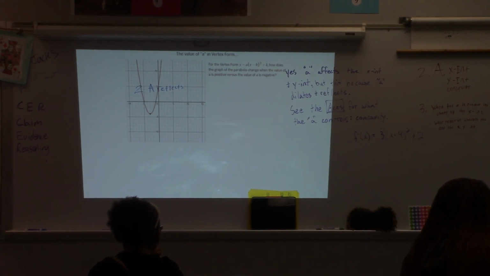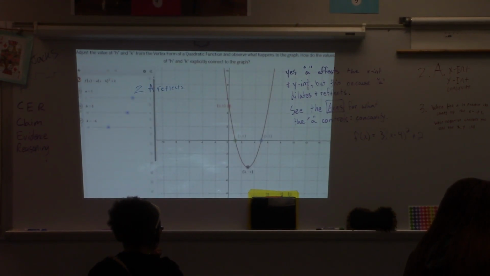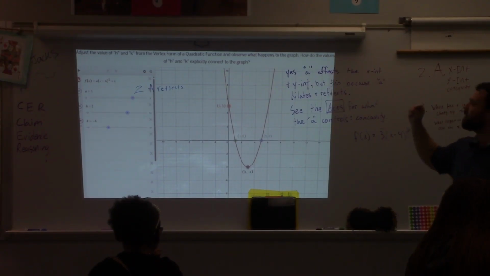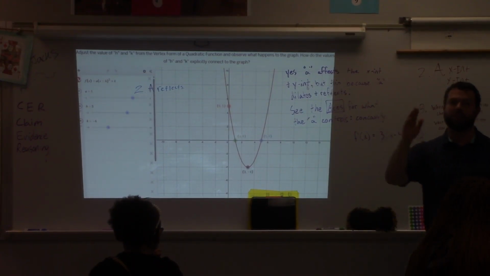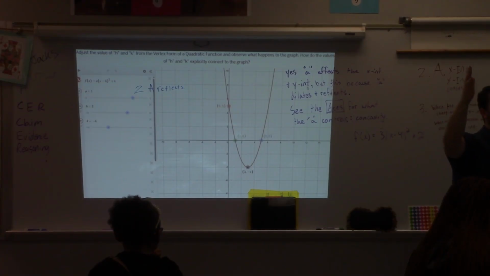The same thing is going to be true here on slide 4. Adjust the values of h and k from the vertex form of a quadratic function and observe what happens to the graph. How do the values of h and k explicitly connect to the graph? Because I want to go ahead and tell you this. The only thing that h and k don't change, any guesses? The vertex. X-intercepts. The concavity.